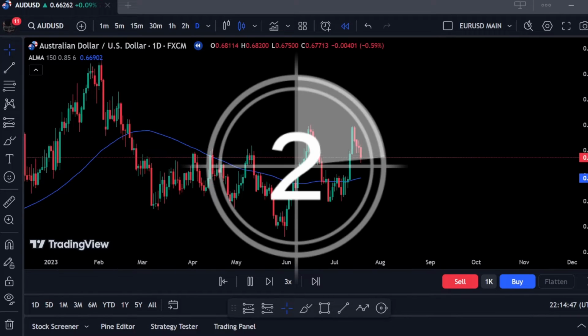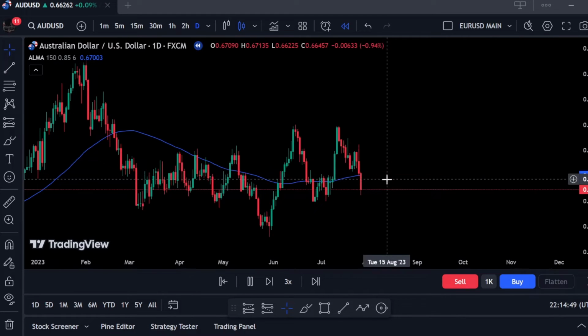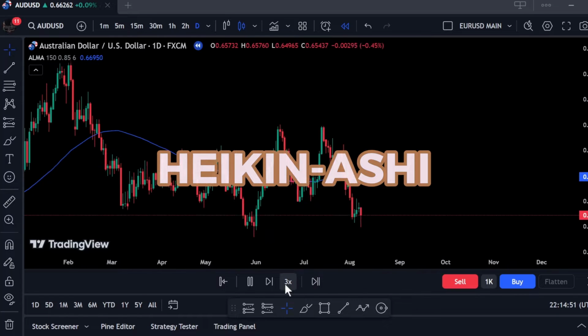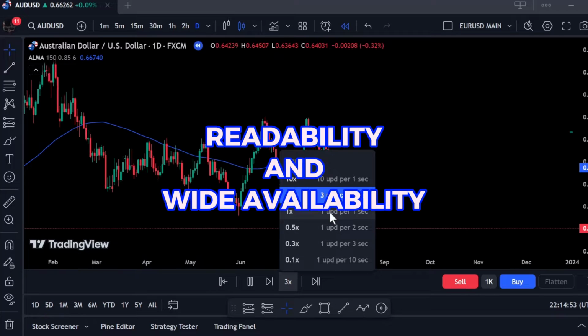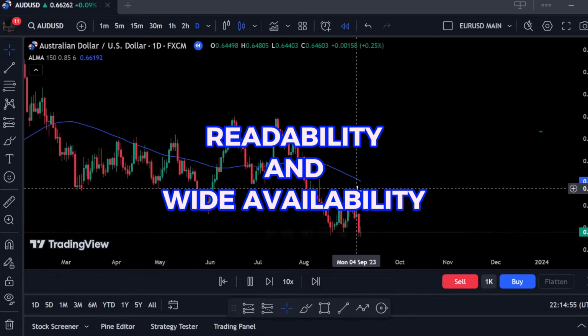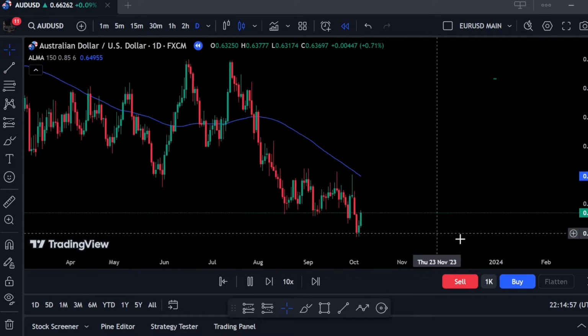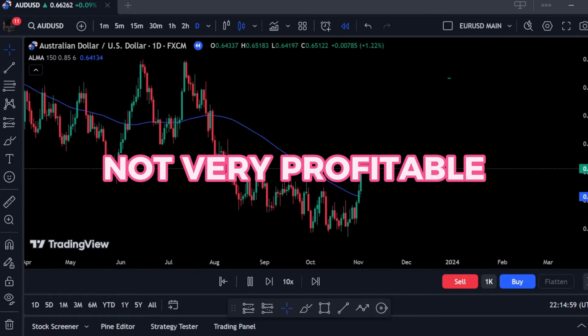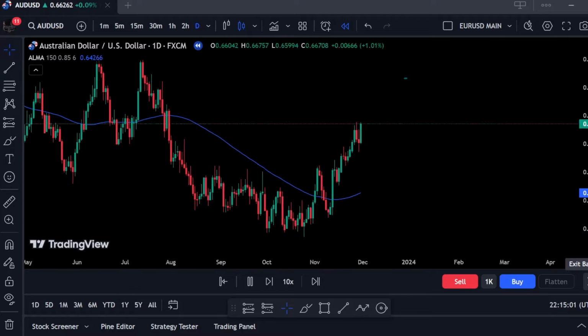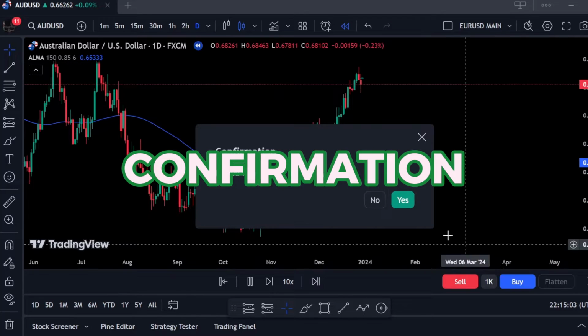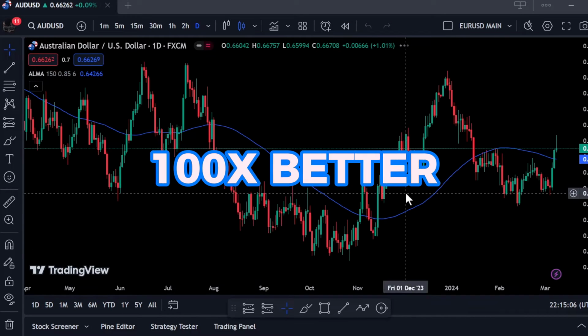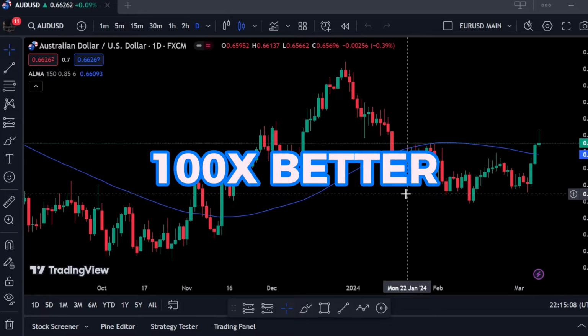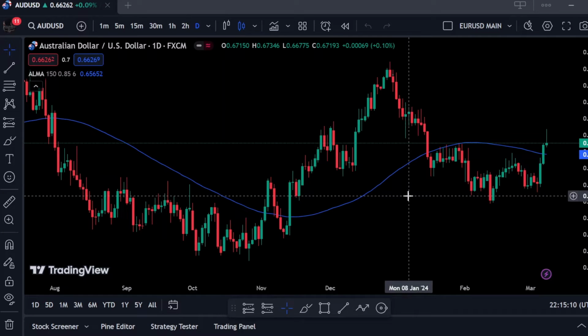The Heikin Ashi indicator is a very popular and widely used indicator among beginner traders. This is because of its readability and wide availability. However, due to its inconsistencies, it is not a very profitable trading indicator, especially if you use it as your confirmation indicator. In this video, I'll be giving you a better version of the Heikin Ashi indicator, which will outperform it 100 times and over in any backtest.